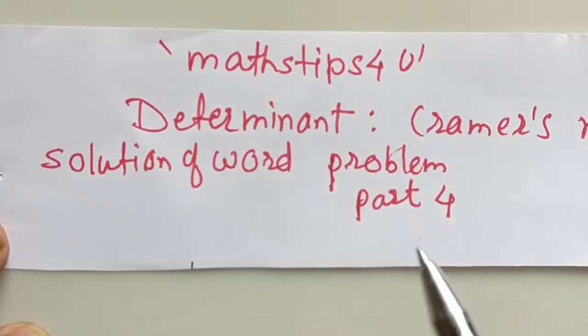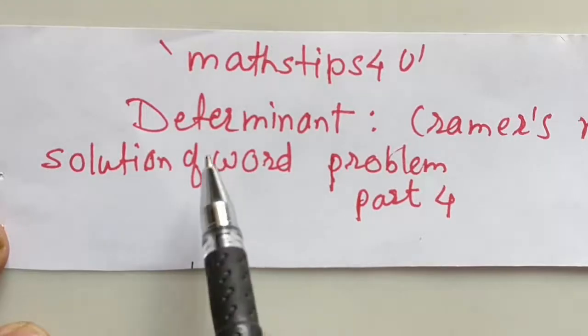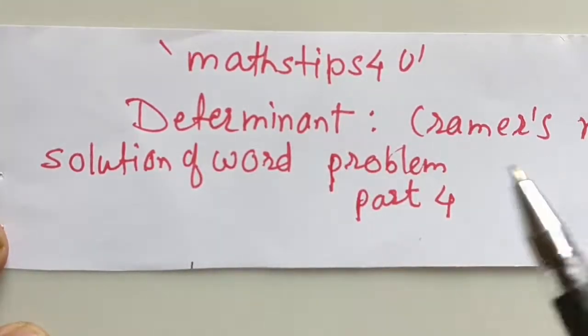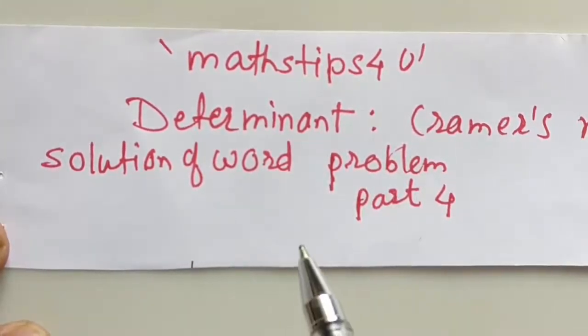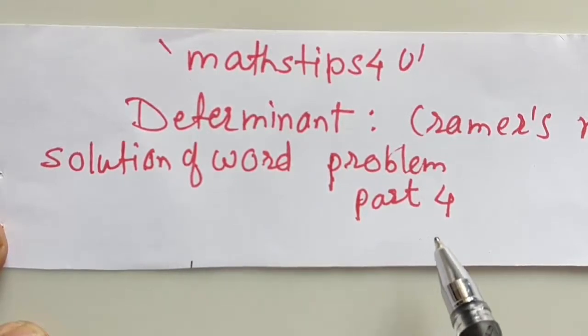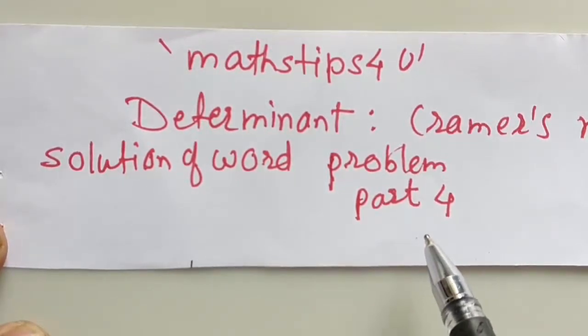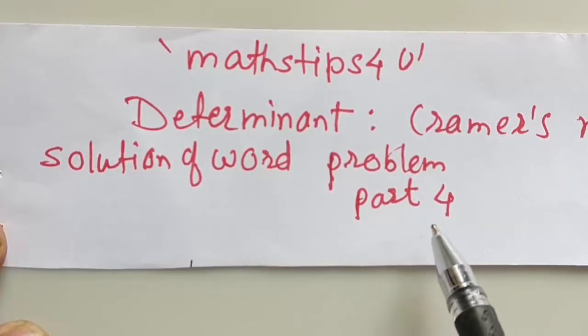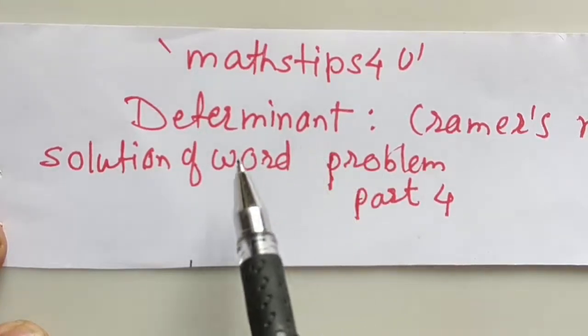In this video we are going to see determinant, Cramer's rule, solution of word problem. This is part 4. We have already uploaded part 1, part 2, part 3 for determinant.